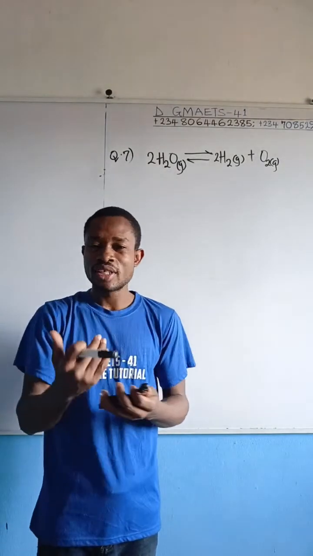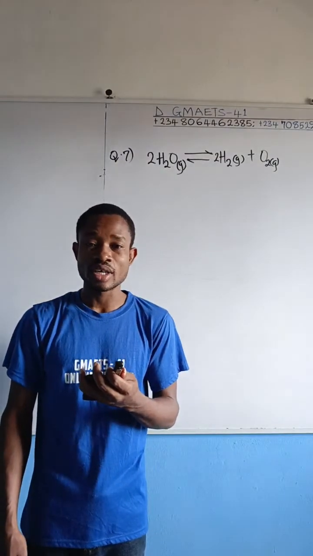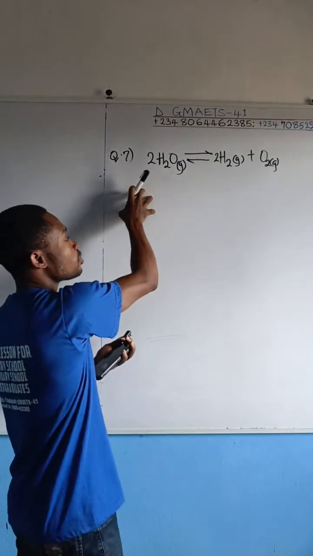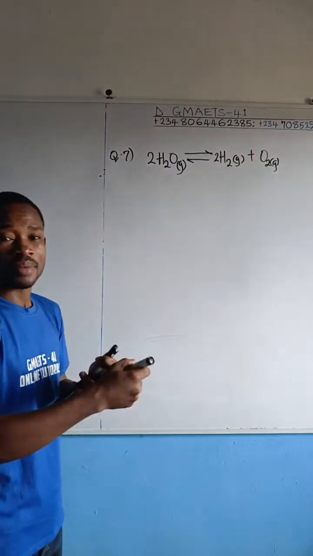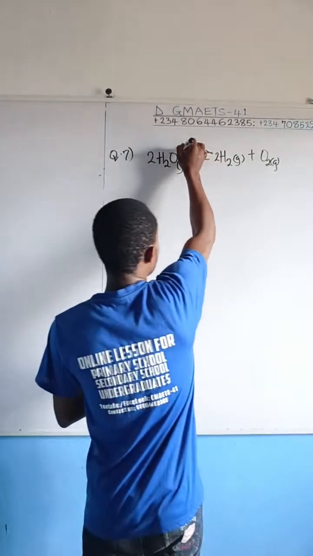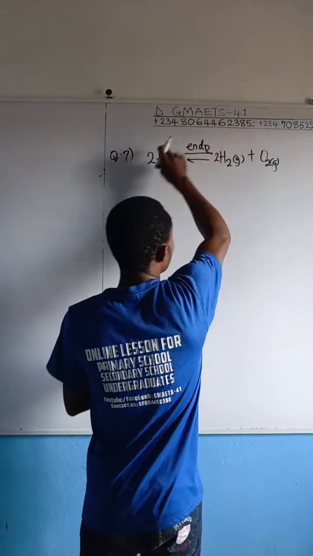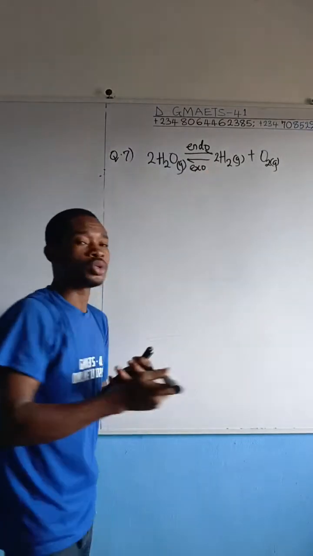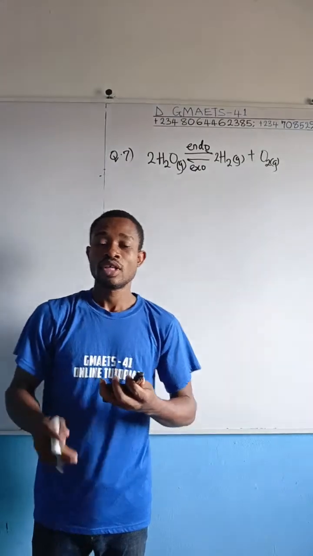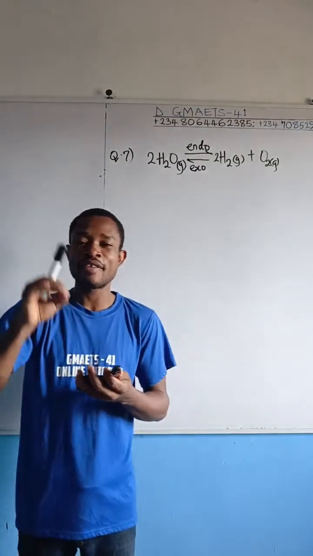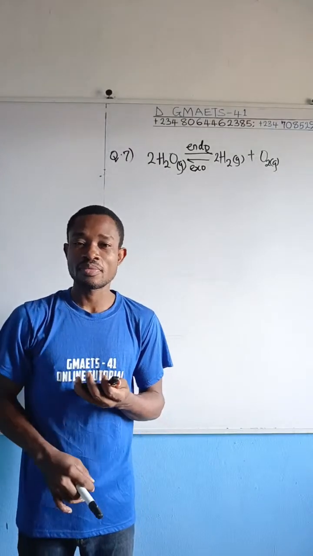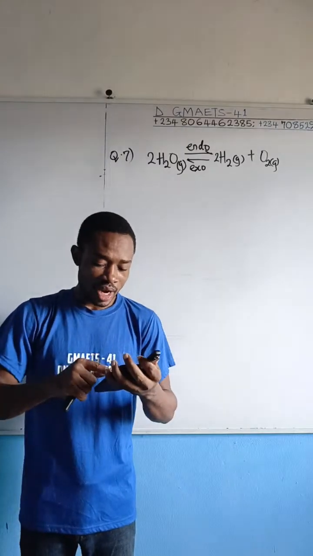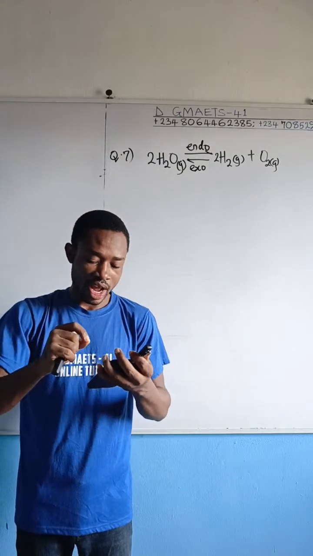Now I'm going to analyze this question and then we'll visit the options once again to see the correct answer. We are told in the question that the conversion of left-hand species to right-hand species is endothermic, which means the forward reaction here is endothermic. If the forward is endothermic, automatically the backward will be exothermic. On the GMAETS 41 platform, you have a dedicated video lesson on chemical equilibrium where I explain all these concepts fully.